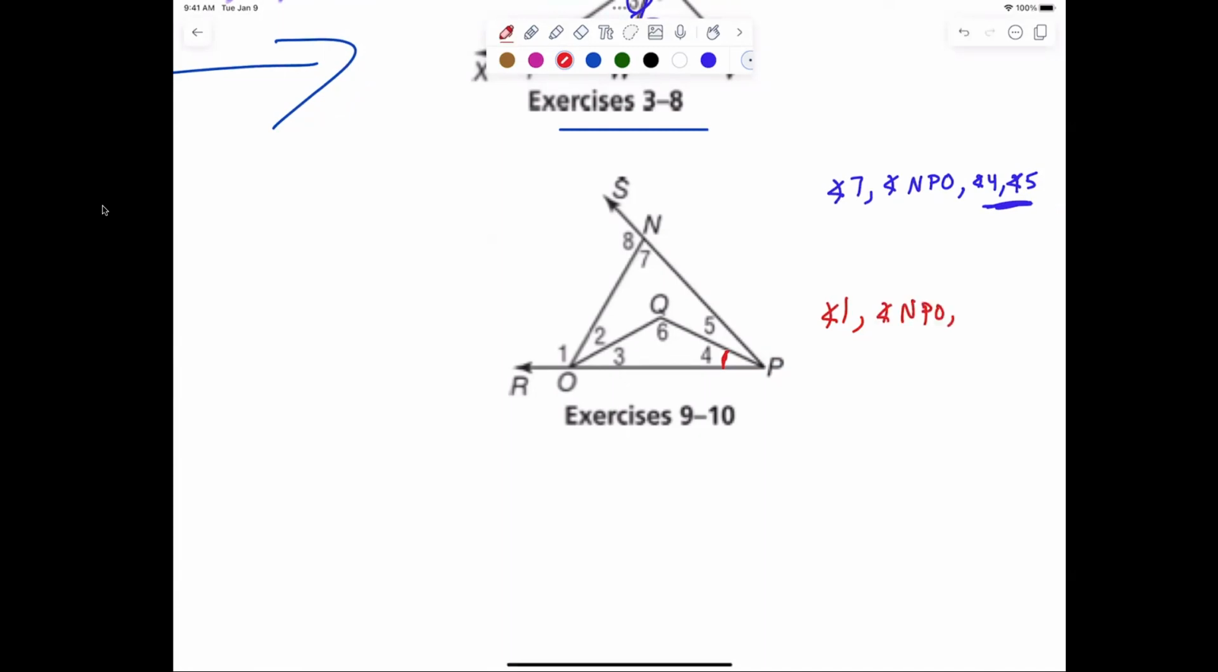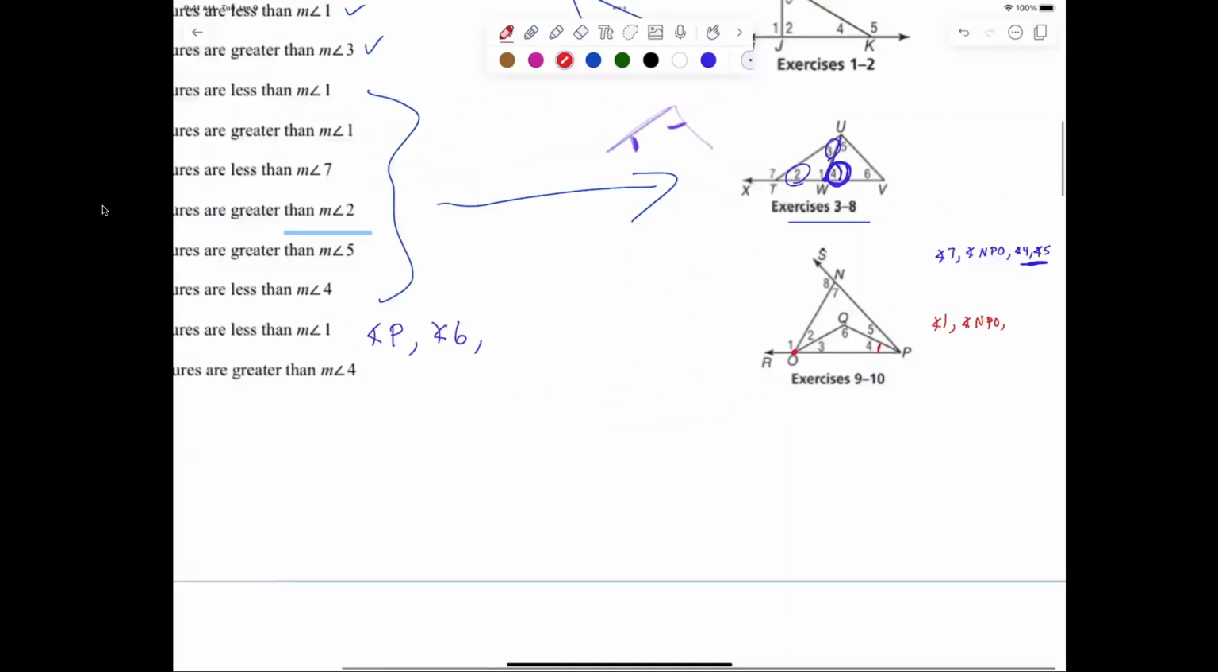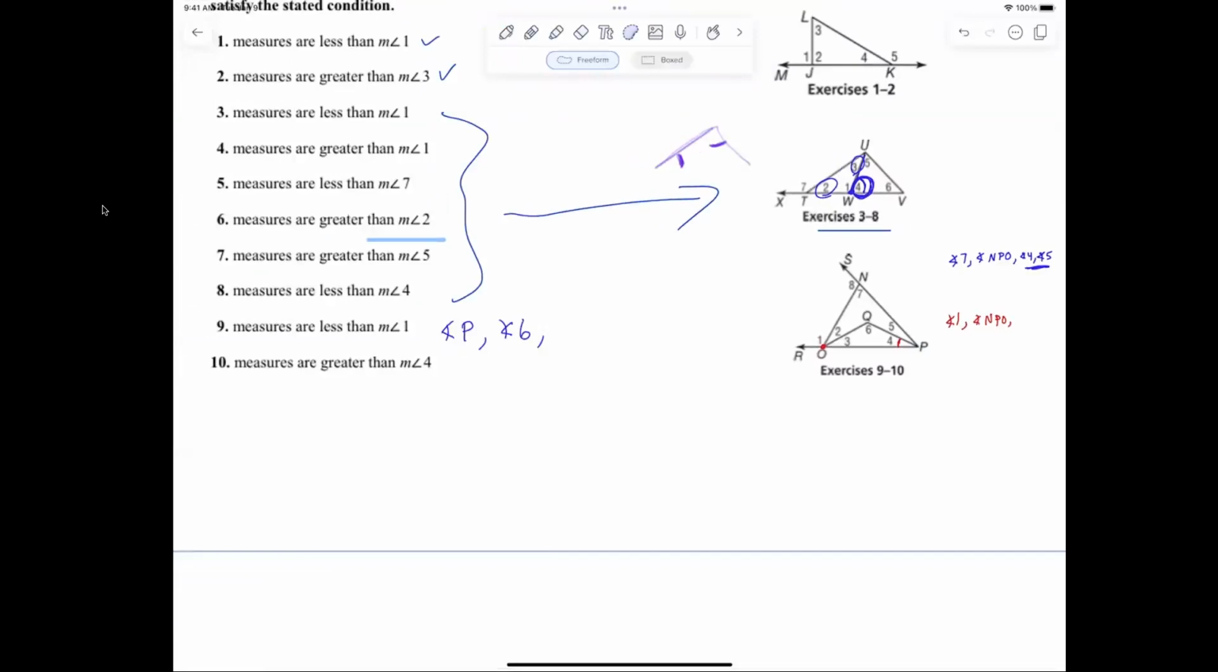Is that like 1 and 2, or 1, 2? No, there's no angle O, right? It can be RON, NOQ, QO. There's lots of different things to call that. All right, so hold on one second.